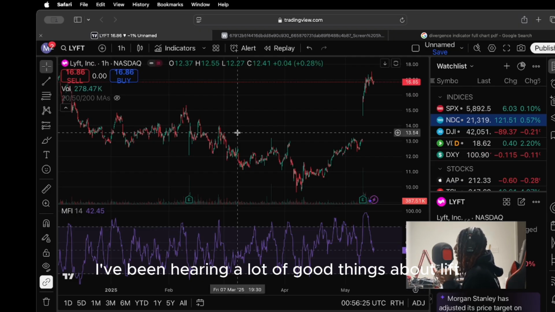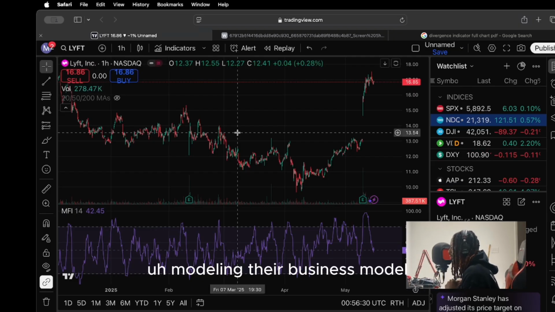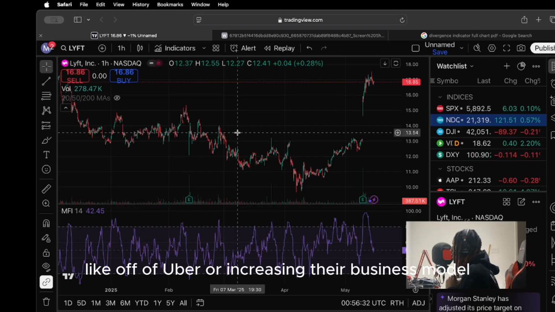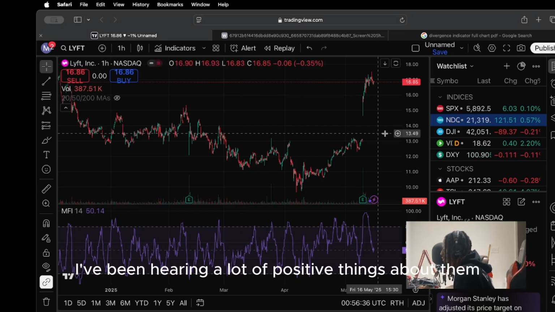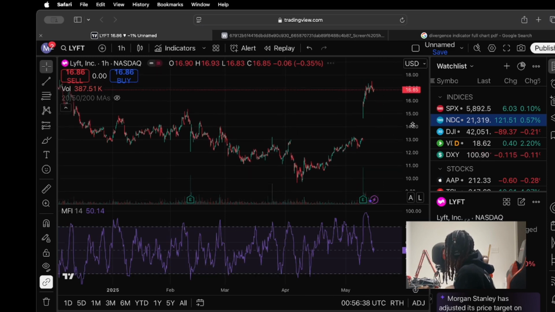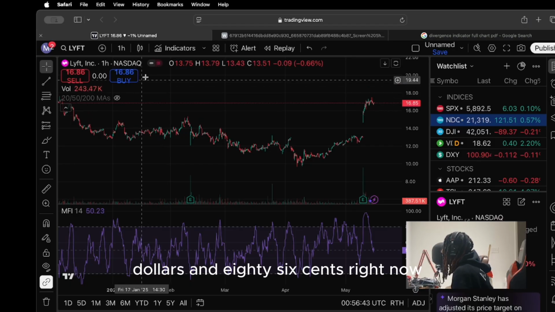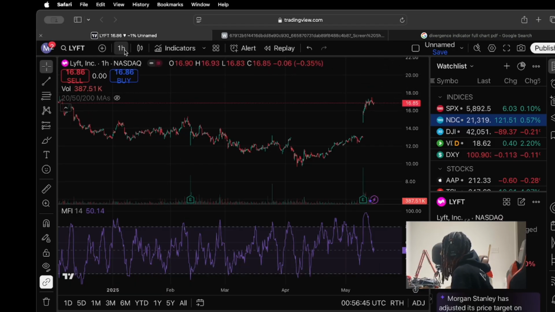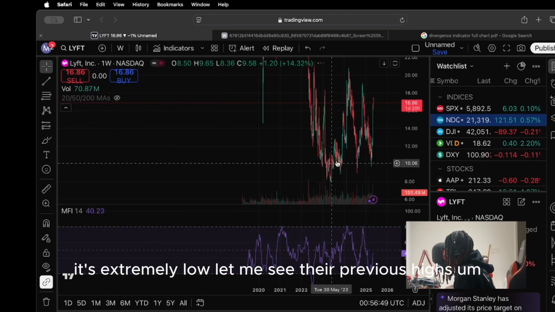I've been hearing a lot of good things about Lyft, about how they're modeling their business model off of Uber, or increasing their business model, and I've been hearing a lot of positive things about them and their company. And right now, Lyft is only at $16.86 right now. It's extremely low. Let me see their previous highs.